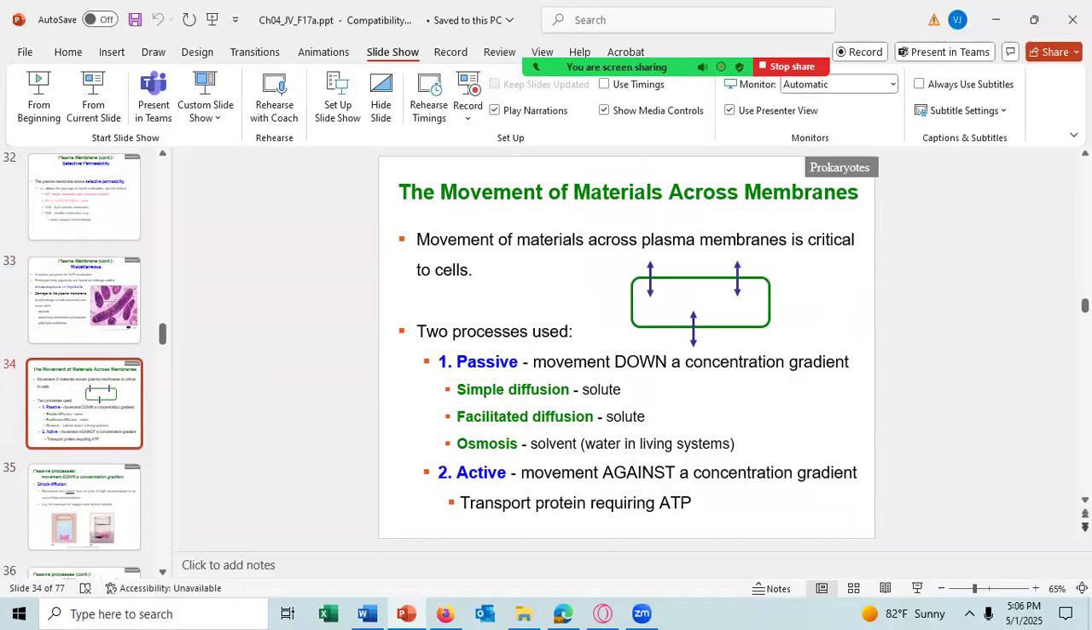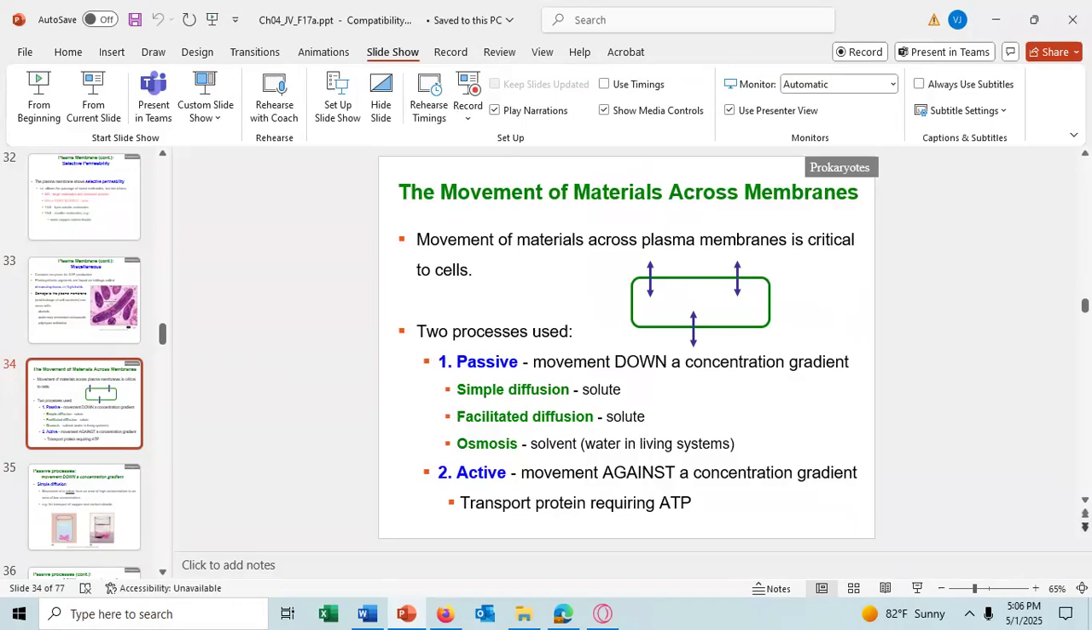All right, the movement of materials across membranes is extremely important to cells. The movement is actually critical for cells. It can happen by two processes. It can be a passive process or it can be an active process.